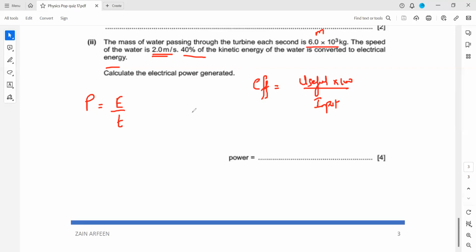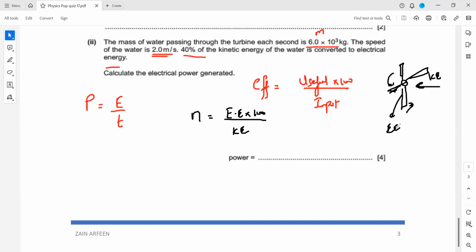Efficiency is denoted by η. So efficiency is equal to useful energy times 100 divided by input energy. What is the useful energy? Because we are generating electricity, electrical energy is the useful energy. And what is the input energy? The input energy is kinetic energy, because when the water is moving, it will have kinetic energy. When it flows, it rotates the turbine, and the turbine connected to a generator produces electricity. So the useful output is electrical, and the input is kinetic.